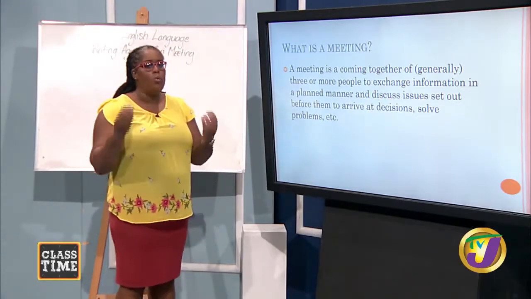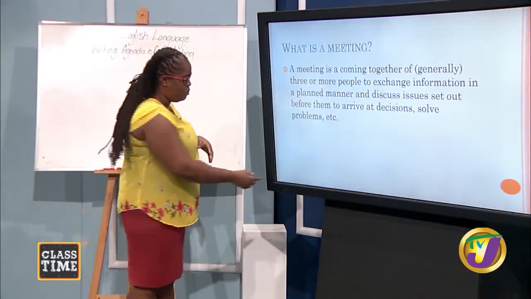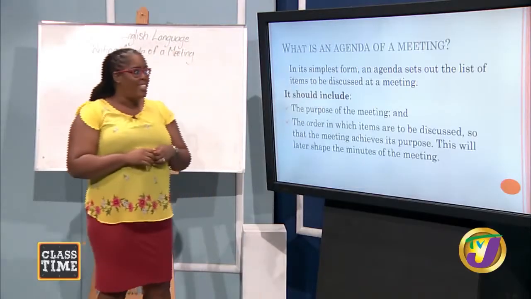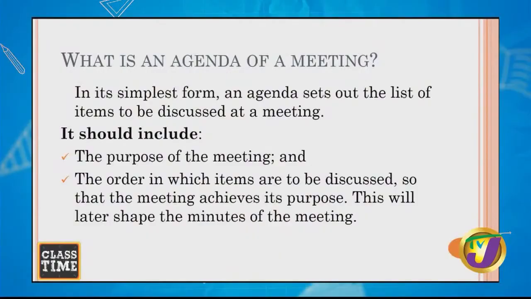So let us find out what an agenda of a meeting is. In its simplest form, an agenda sets out the list of items to be discussed at a meeting. It should include the purpose of the meeting and the order in which items are to be discussed, so that the meeting achieves its purpose. This will later shape the minutes of the meeting. We're going to be looking at the minutes of the meeting in the next session that we have.